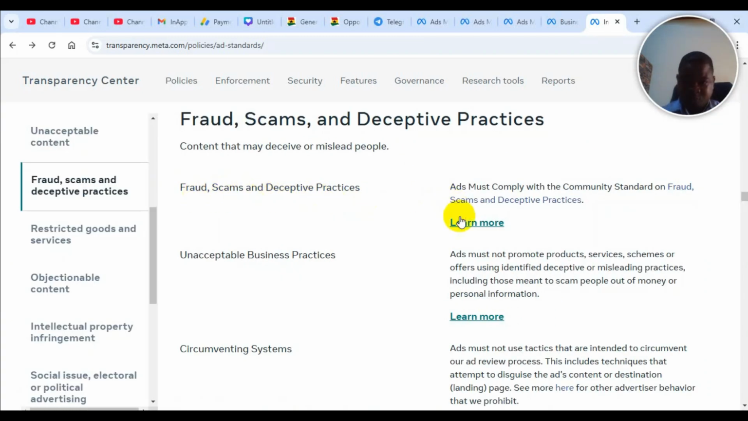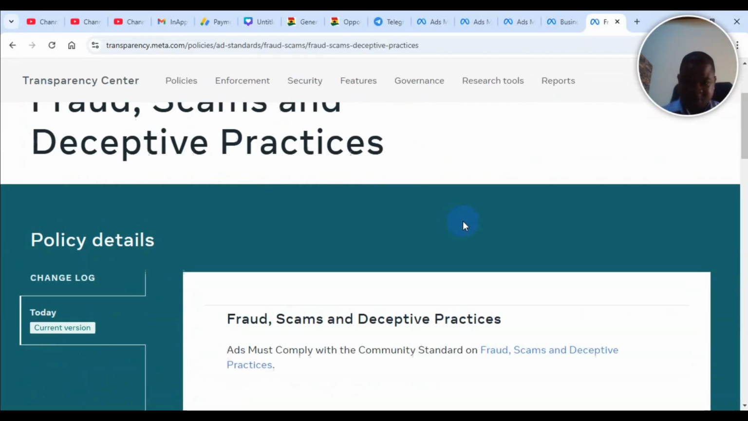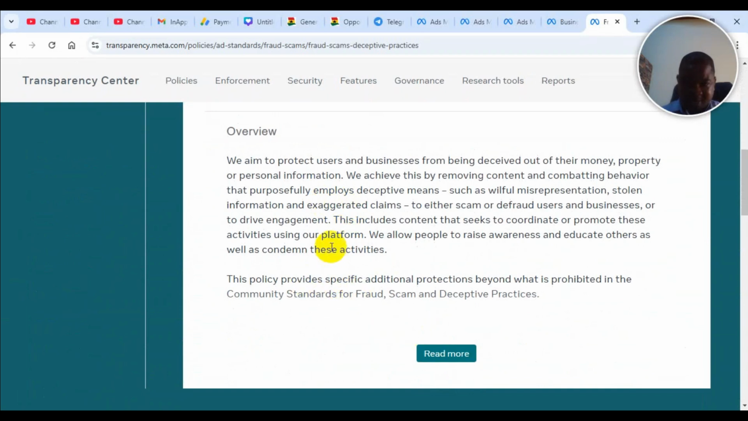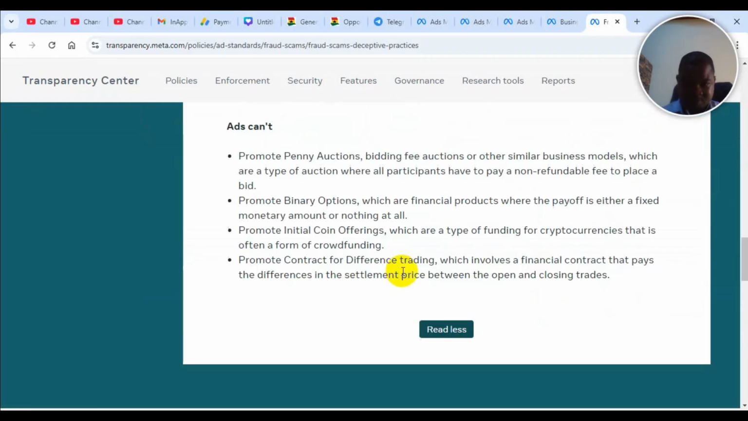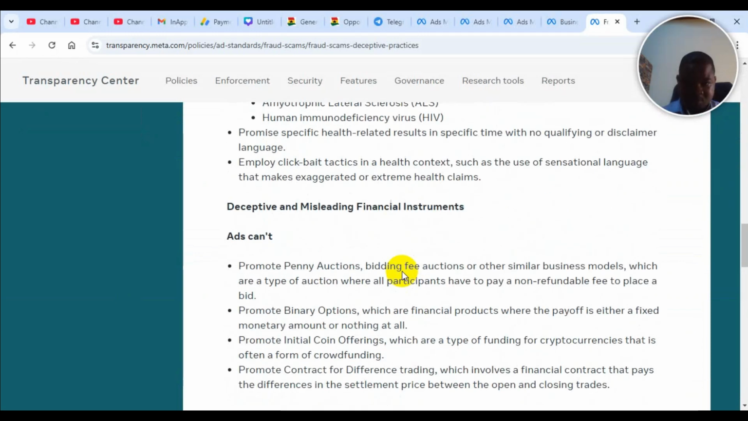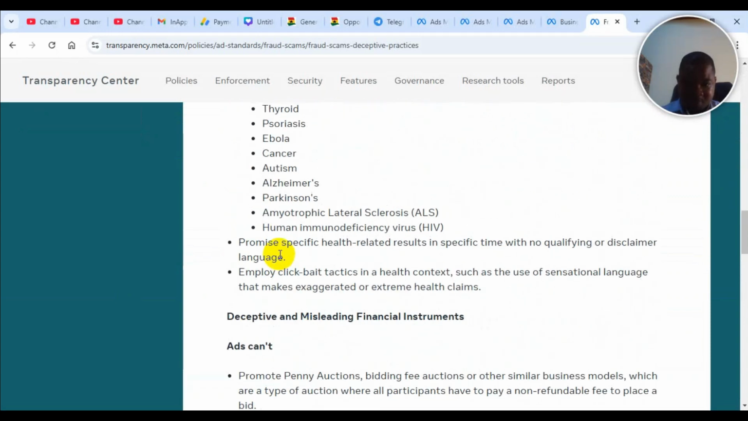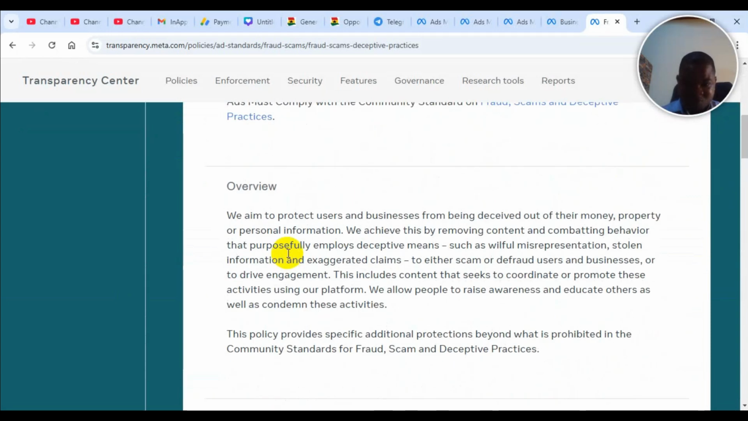If you come here too and click on learn more, you will see that under this, if you come here, it says there's a part where they were talking about loans.